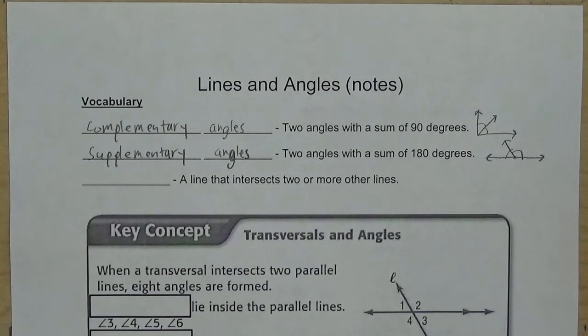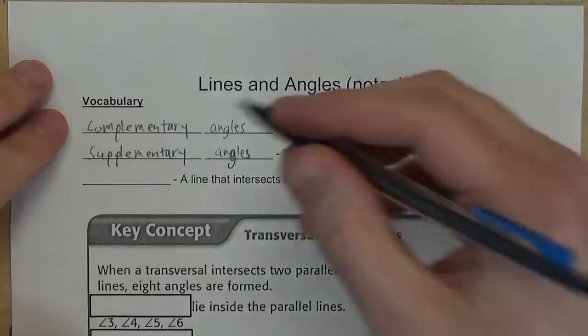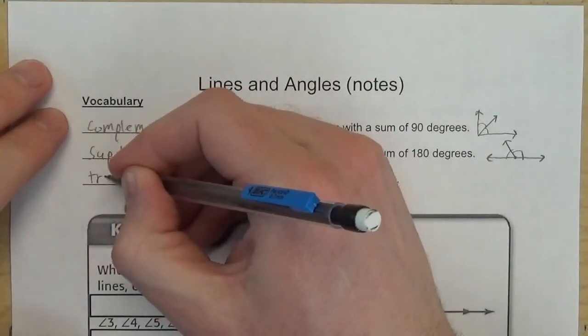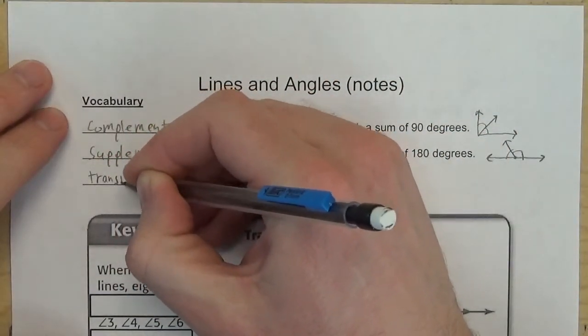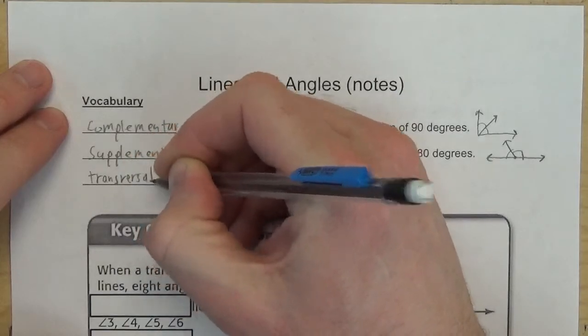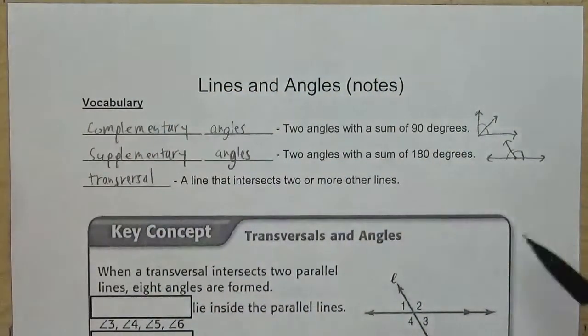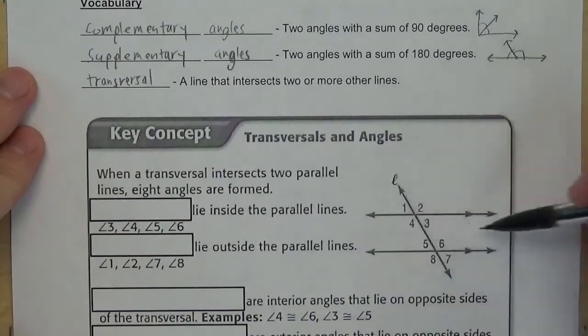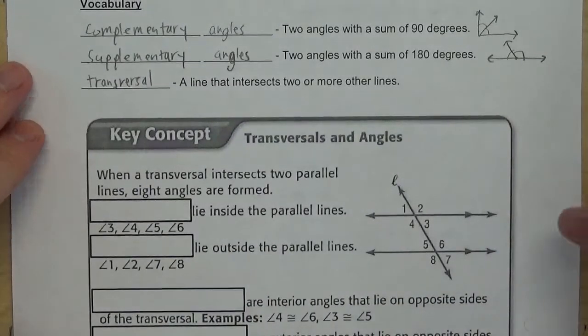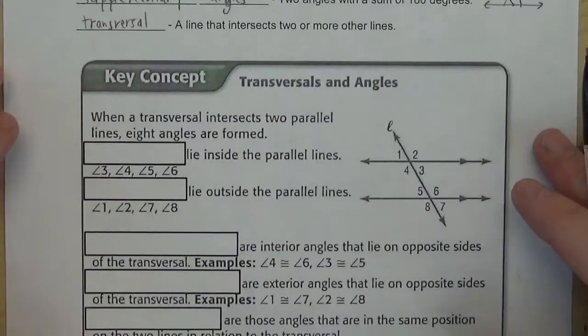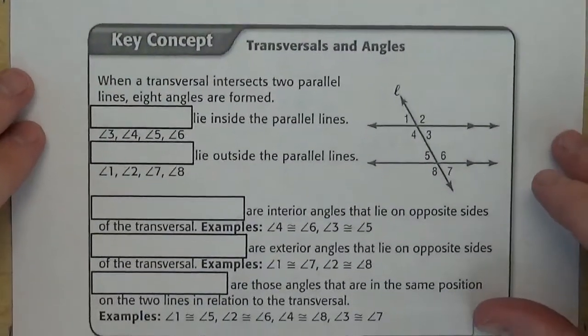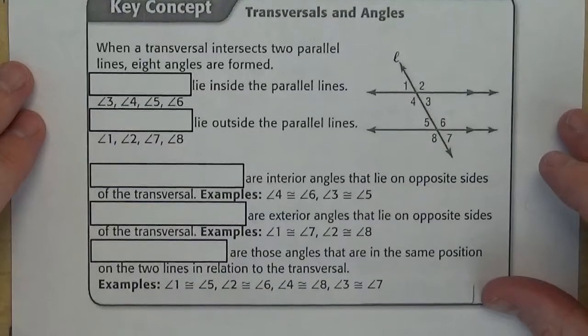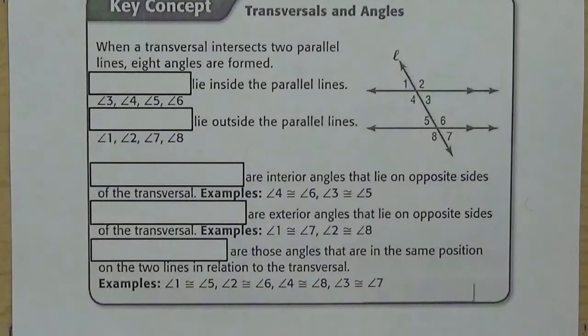And finally, a line that intersects two or more other lines. That's known as a transversal. We have a picture of a transversal down here in our next section. Right there. It intersects two parallel lines right there. It says two or more other lines, but in this case they're parallel. So let's take a look at this key concept box here. We got some more types of angles we're going to talk about as we look through this.